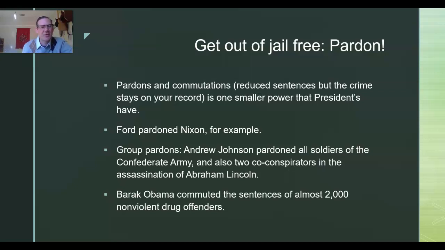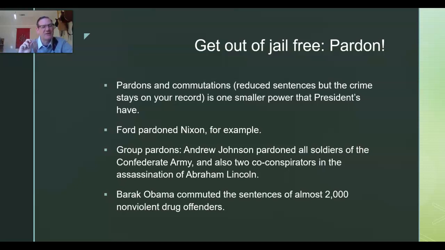And then more recently, Barack Obama didn't do it the same way Andrew Johnson did, which was just, hey, everyone's pardoned. Barack Obama did a whole bunch of individual pardons, but it amounted to almost 2,000 nonviolent drug offenders. They weren't pardoned. He commuted their sentences. Okay, so he basically said, okay, time served, go home, but you did do the crime. You were caught, you were punished.